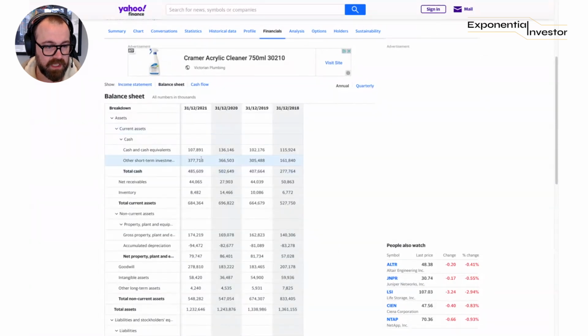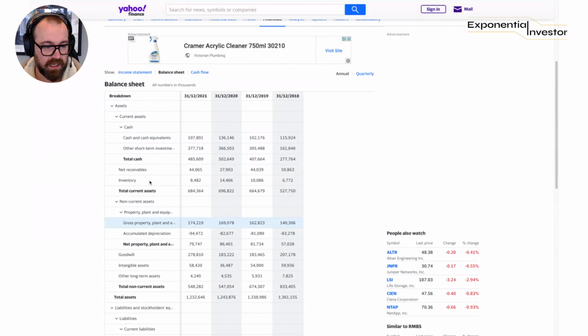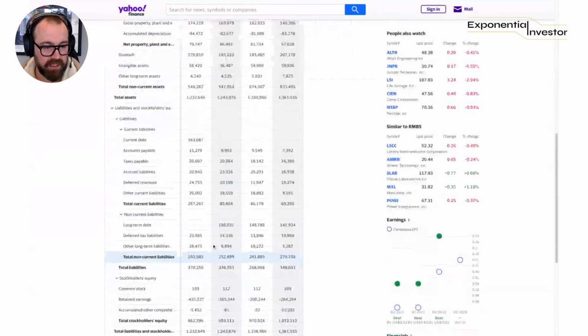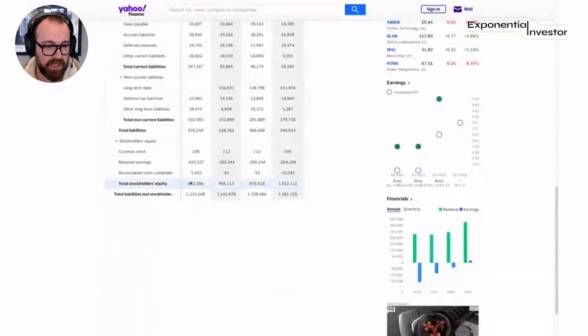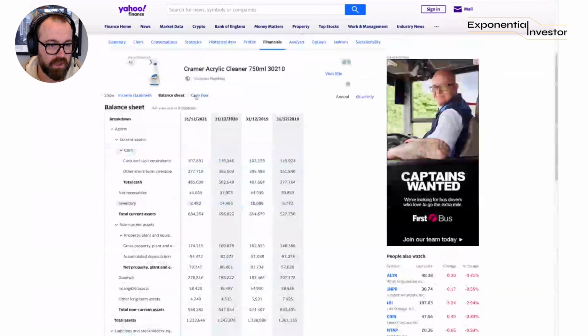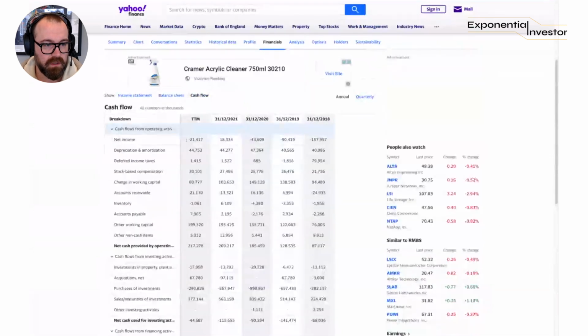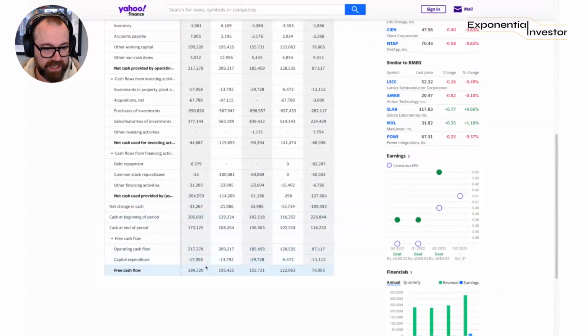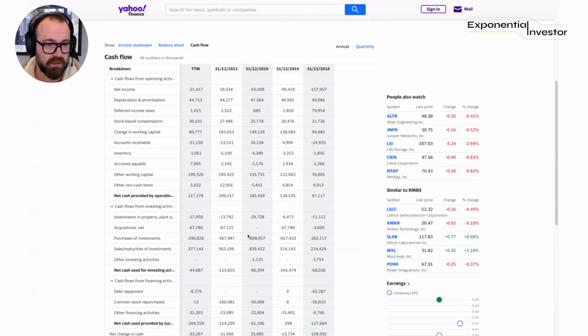Again, last year, cash and cash equivalents, current assets, net property, plant and equipment, total assets, check out the liabilities, and you can get the total stockholder equity and total liabilities and stockholder equity. What else we got? Cash flows. You can look at the net income, change in cash, free cash flow. And you'll see, this is a pretty healthy free cash flow.